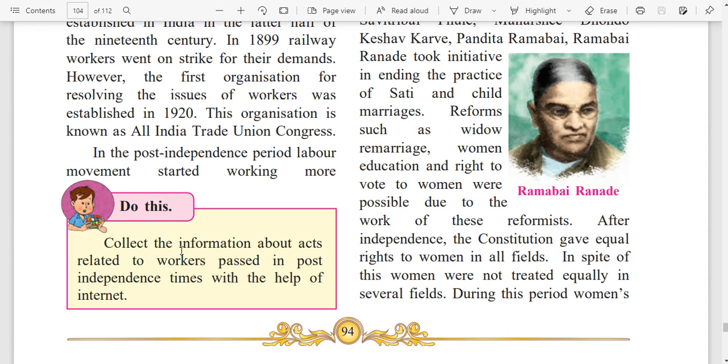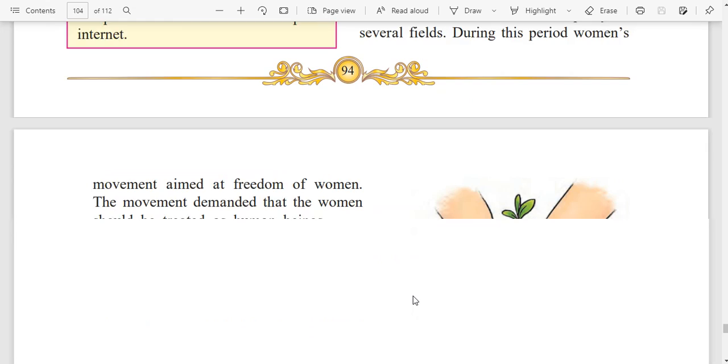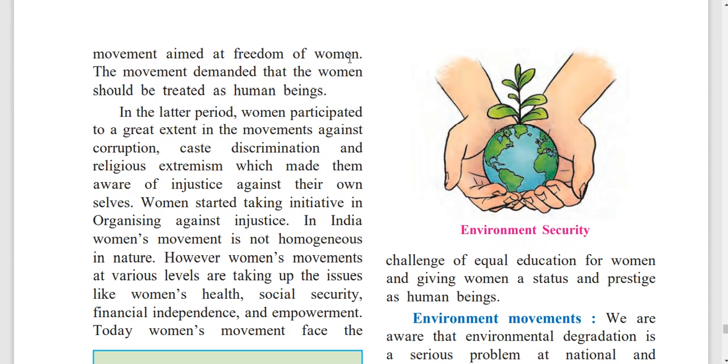Do this. Collect the information about acts related to workers passed in post-independence times with the help of internet. During this period, women's movement aimed at freedom of women. The movement demanded that the women should be treated as human beings.